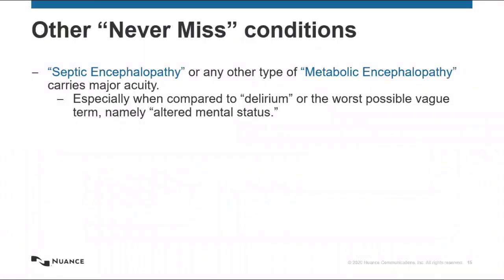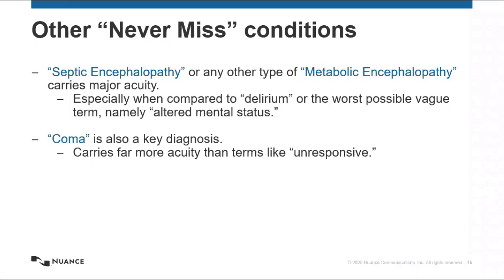There are also some other key diagnoses that I would never want to miss. Septic encephalopathy or any other type of metabolic encephalopathy, perhaps related to diabetes, carry major acuity. I'm raising the issue of encephalopathy because it is much more impactful than the term delirium. And please, please, please stop using the term altered mental status, which is a very vague term and carries no acuity.